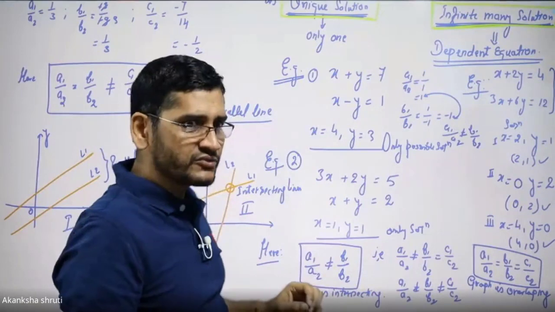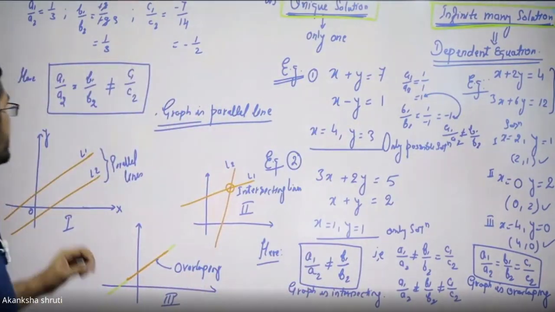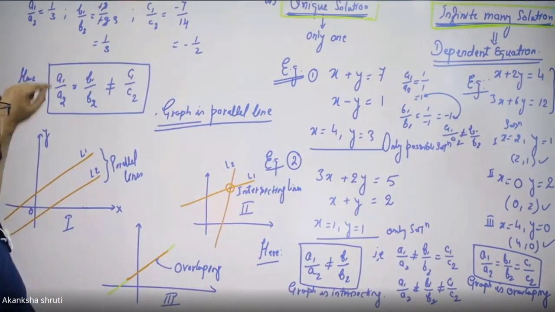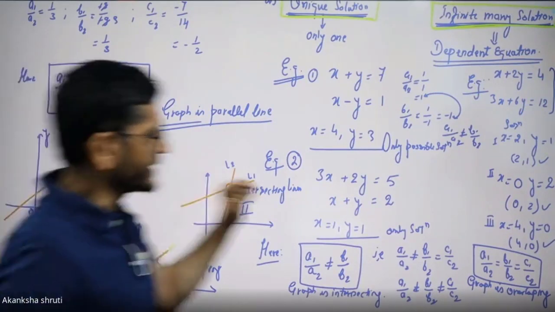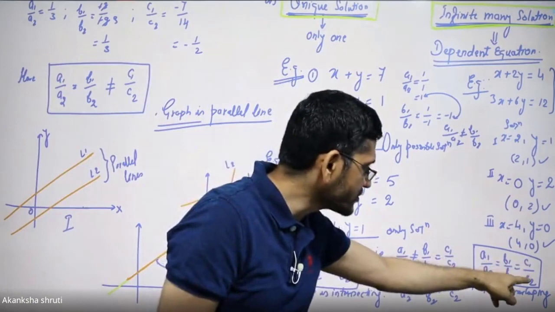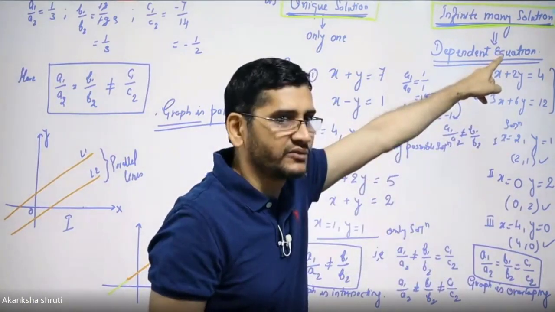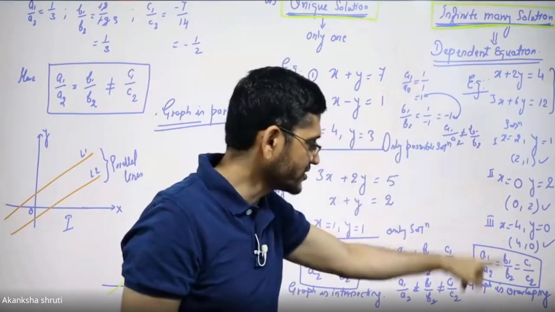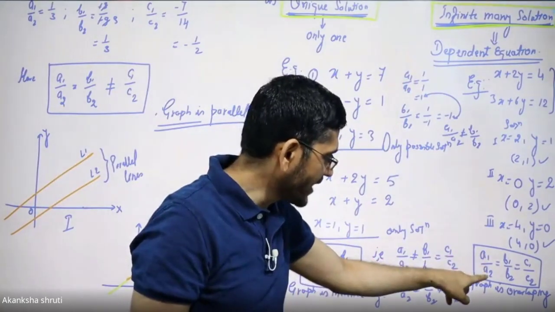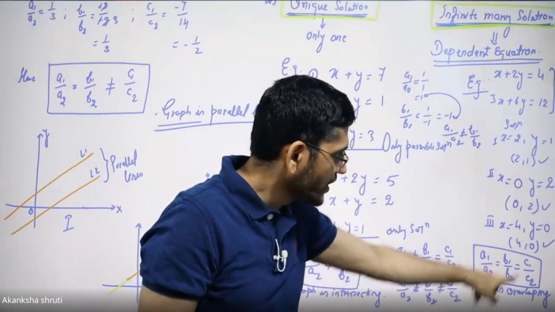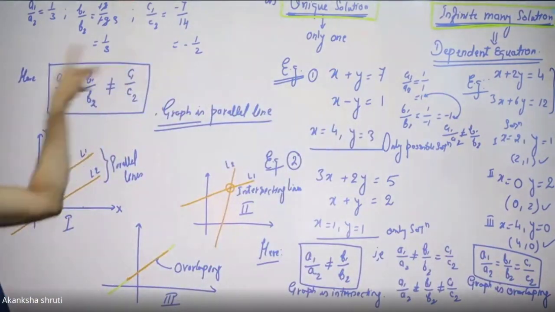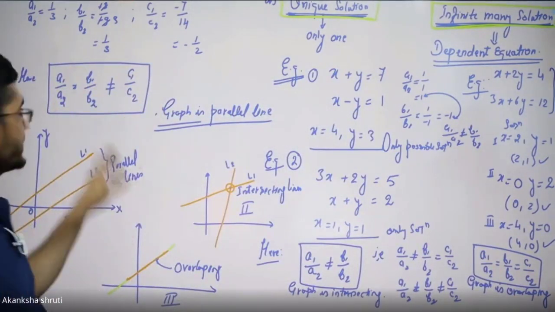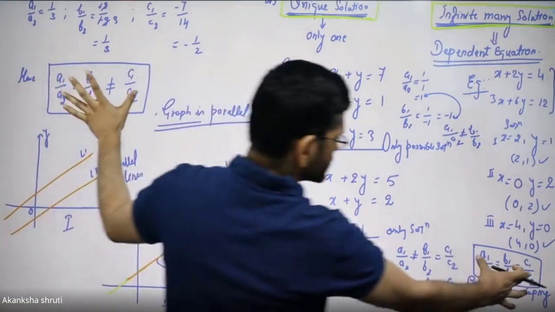In this situation, students, keep in mind, this arises like this: a1 by a2 is equals to b1 by b2. Then, if this is also equals to c1 by c2, then it will have infinite many solution. But recall once more, if a1 by a2 is equals to b1 by b2, but this was not equals to c1 by c2, then it has no solution. Getting it? So do not confuse these two things.